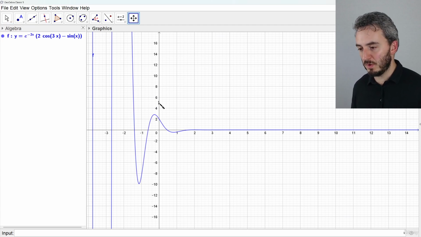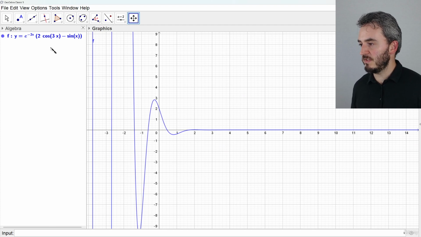This is something we will explore in more detail later. But it's nice to see that that makes sense, right? The e to the minus 2x is just dampening out the oscillations of the trig.